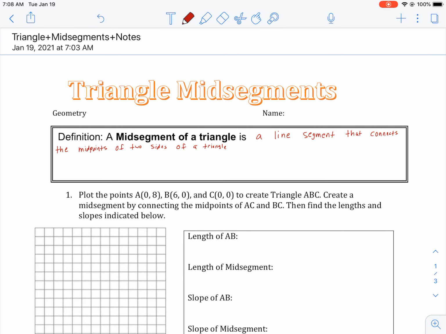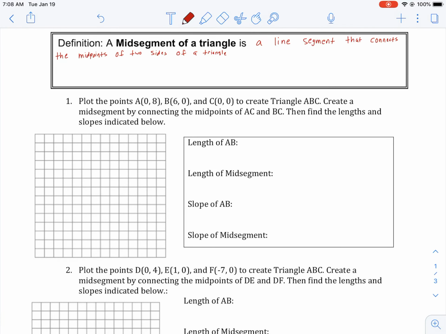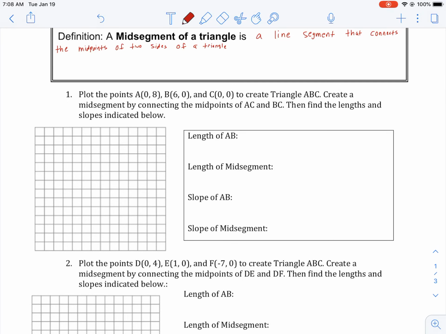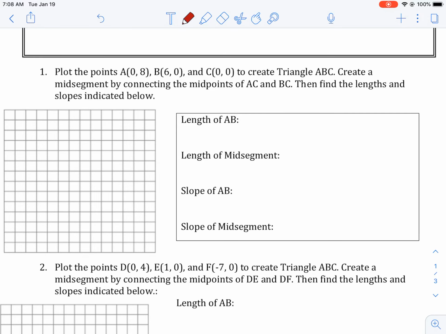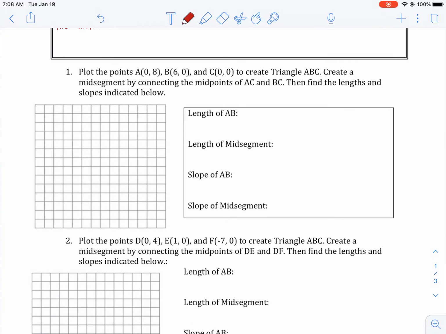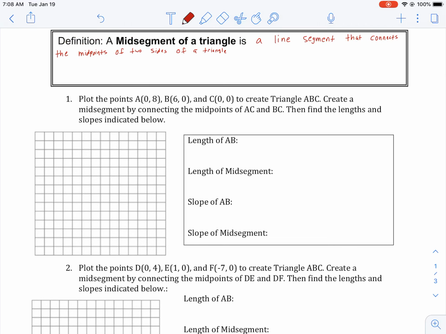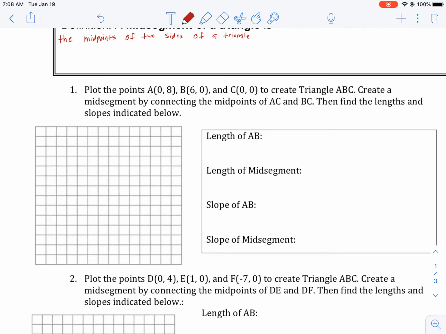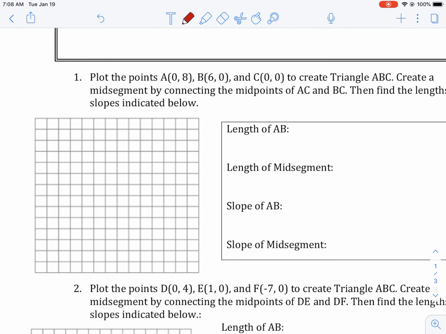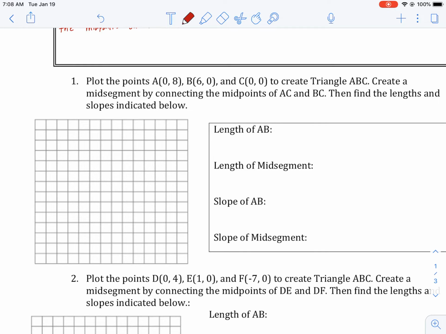So we're going to be bringing back a lot of things here, all right? Most notably, some of our graphing stuff. So let's look at this. We're going to do some examples here, and we're going to kind of discover some properties about the midsegments of a triangle, right? So this says plot the points 0, 8, 6, 0, and 0, 0 to create a triangle ABC.